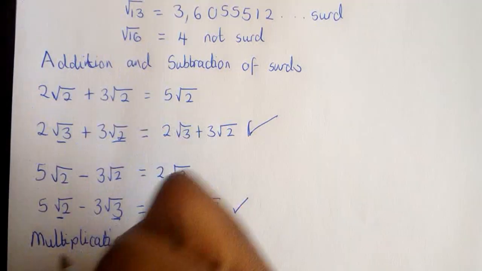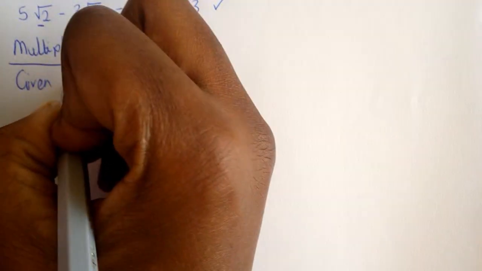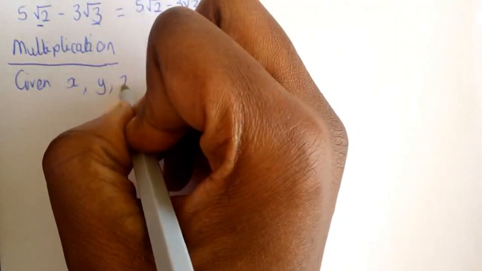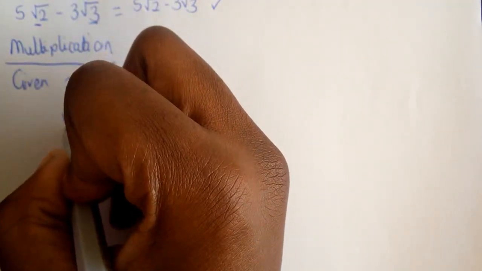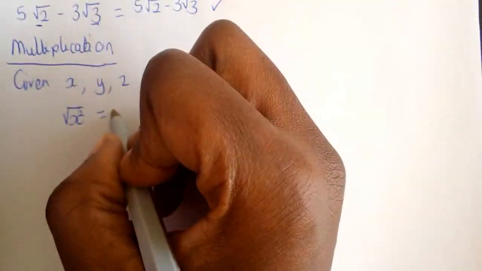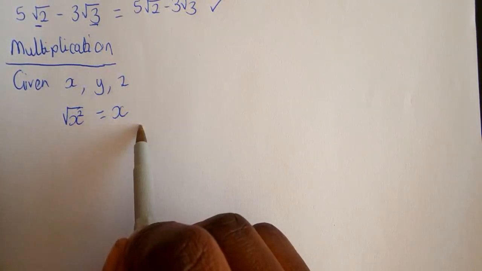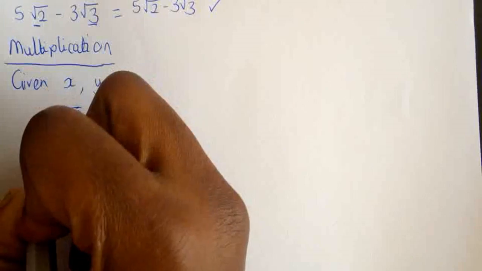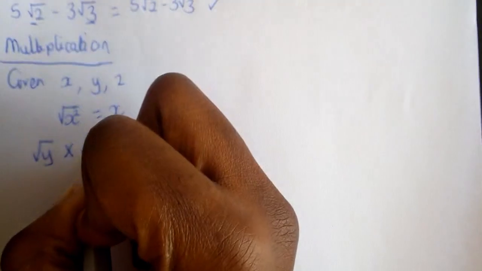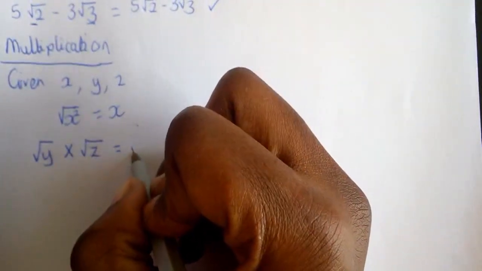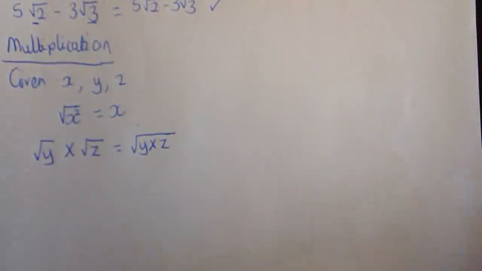Multiplication. Given x, y, and z, we say that the square root of x squared is equal to x, right? This being not a surd. You all know this, right? Then for multiplying surds, the square root of y times the square root of z is equal to the square root of y times z. This is the rule for surds.